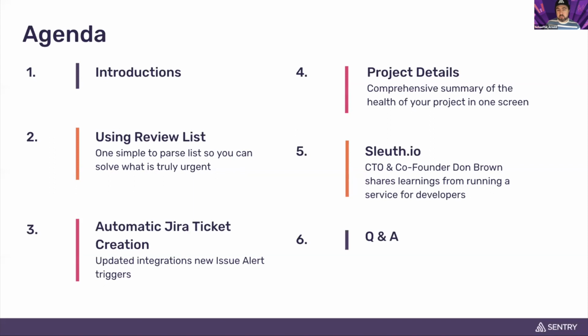Quickly, I'll walk you through the agenda, and then I'll pass it off to Richard for the stuff you came to hear. Introductions, then we'll go through using a review list, a simple way to parse a list so you can solve what is actually urgent. We'll do some automatic Jira ticket creation. We'll look at project details, and then we'll hear from Don how he has used Sentry with Sleuth, some of the things he likes about Sentry, and some of the things he wishes Sentry did, or some feature requests. And as always, we'll wrap up with Q&A.